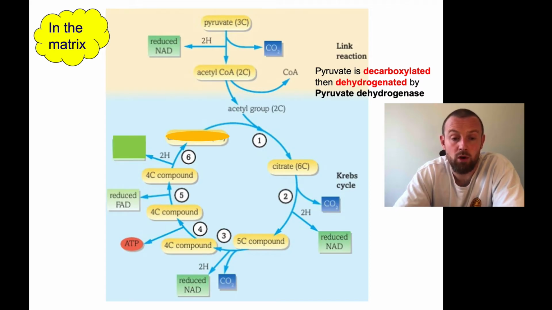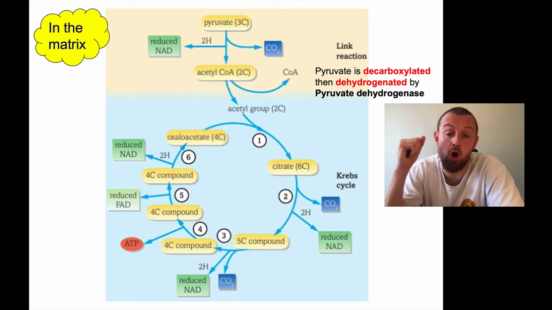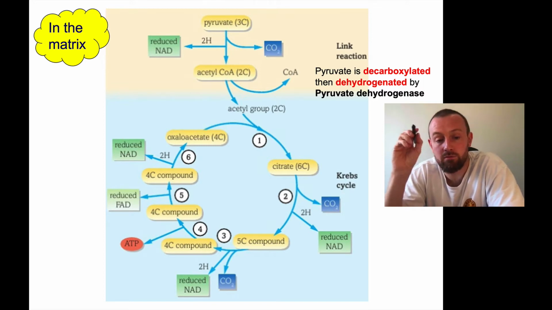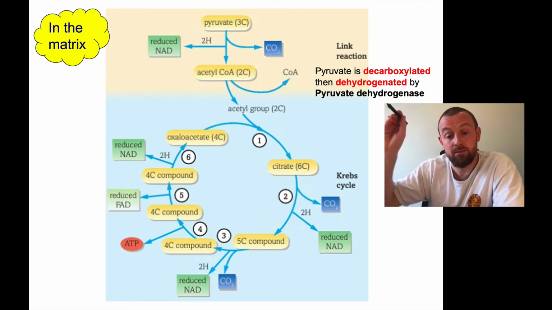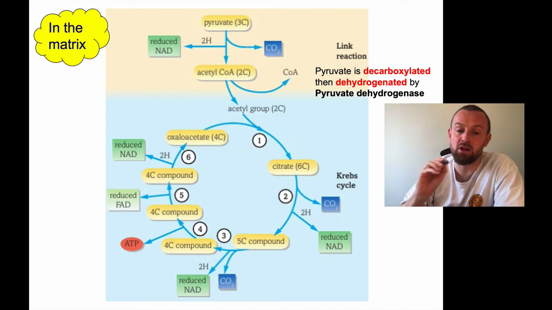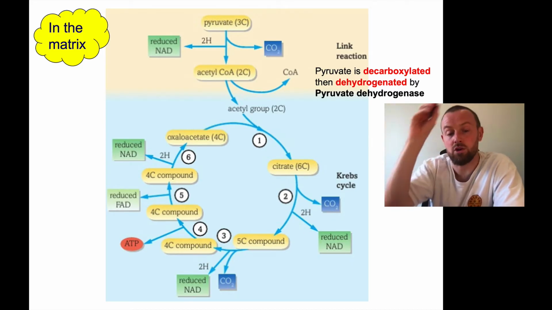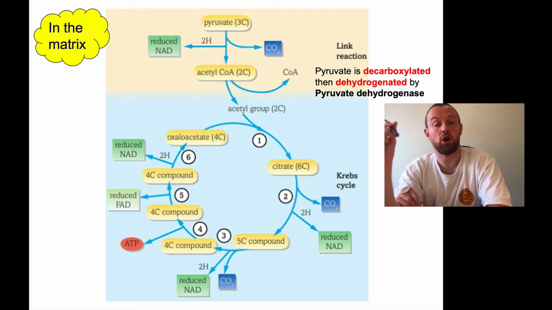Now that 4-carbon compound still has a little bit of hydrogen left, so we can take out some more hydrogens and produce another reduced NAD. And we've still got a 4-carbon compound up here. This one you need to know the name of, so that's oxaloacetate. There's only 2 that you need to know the name of, actually: oxaloacetate and citrate in that cycle. You just need to know that it starts with citrate, then a 5-carbon compound, then a bunch of 4-carbon compounds all the way around to oxaloacetate at the top again.